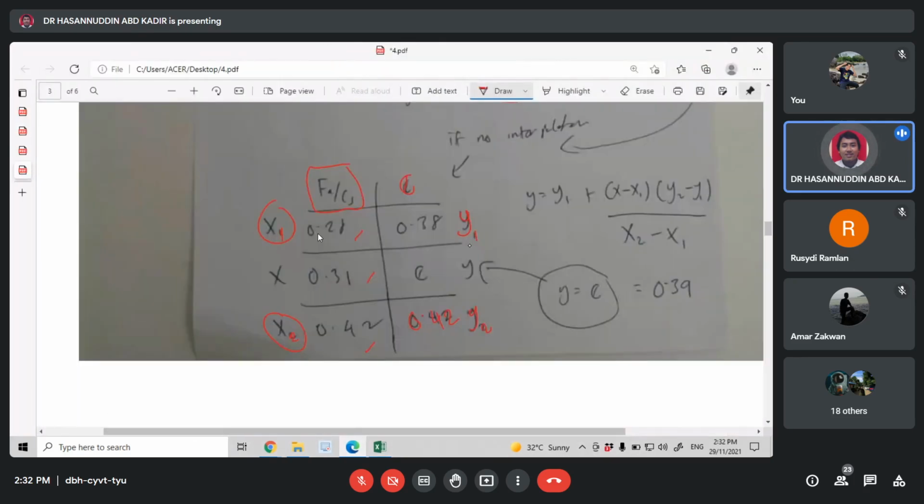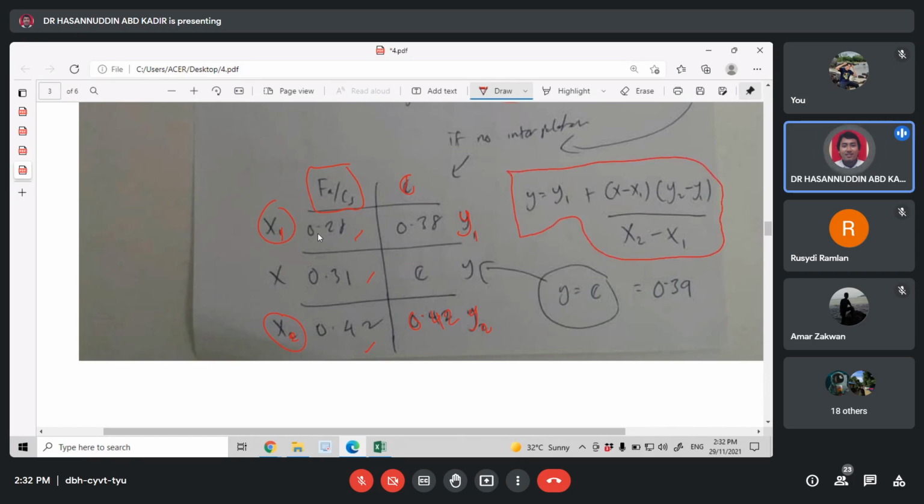Then this part here is the E we want to find. So make sure this part is S1, Y1, X2, Y2. The parts that we want to find here, we call X and Y. So apply this formula. Okay, this formula.